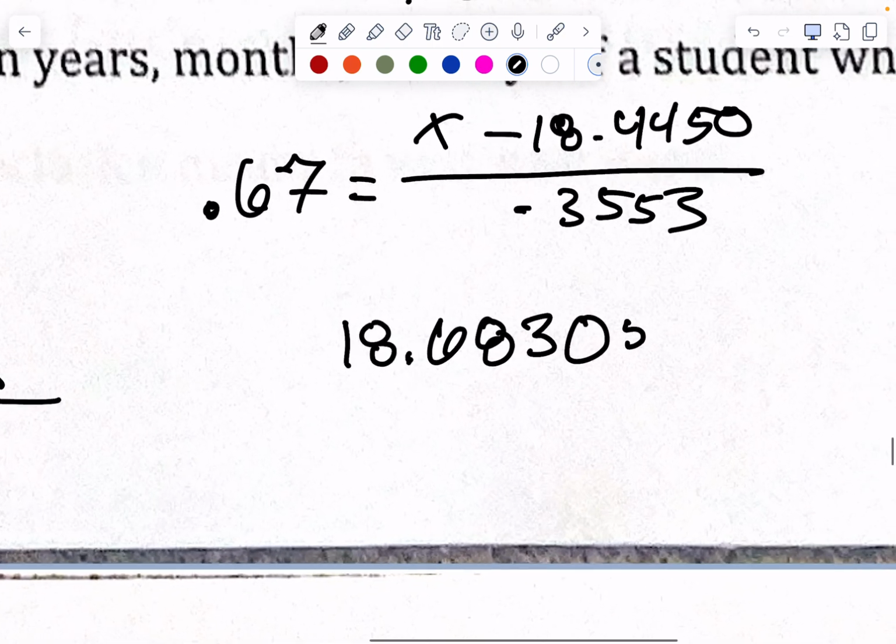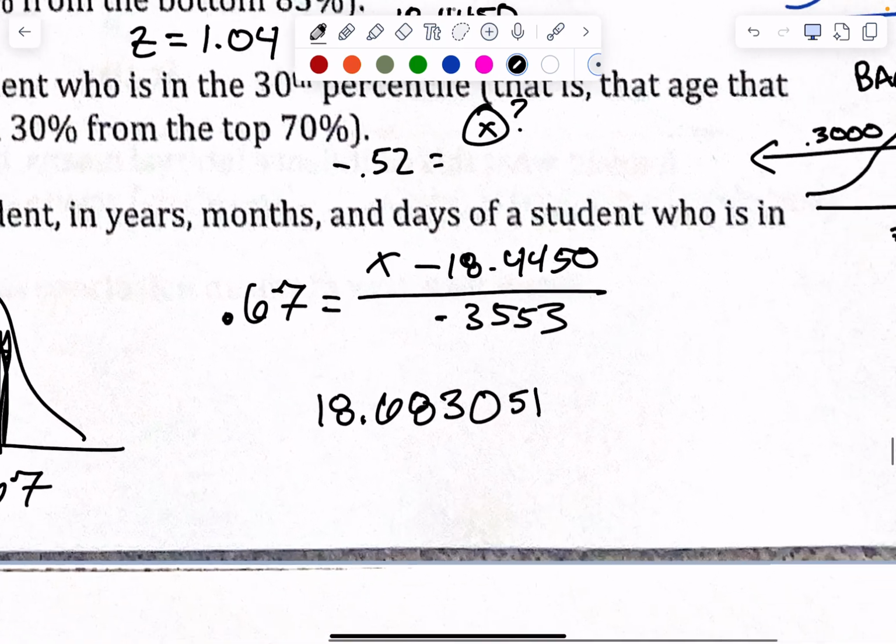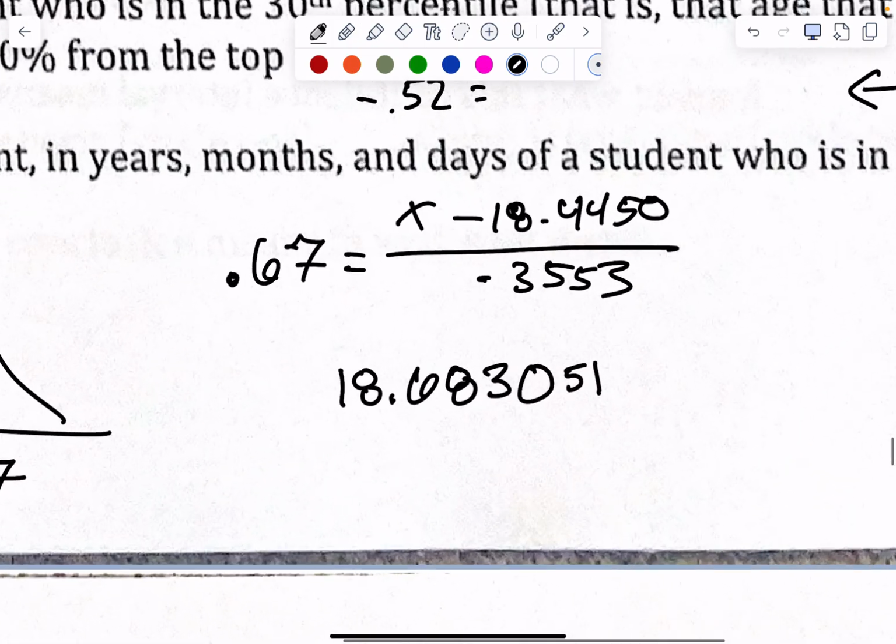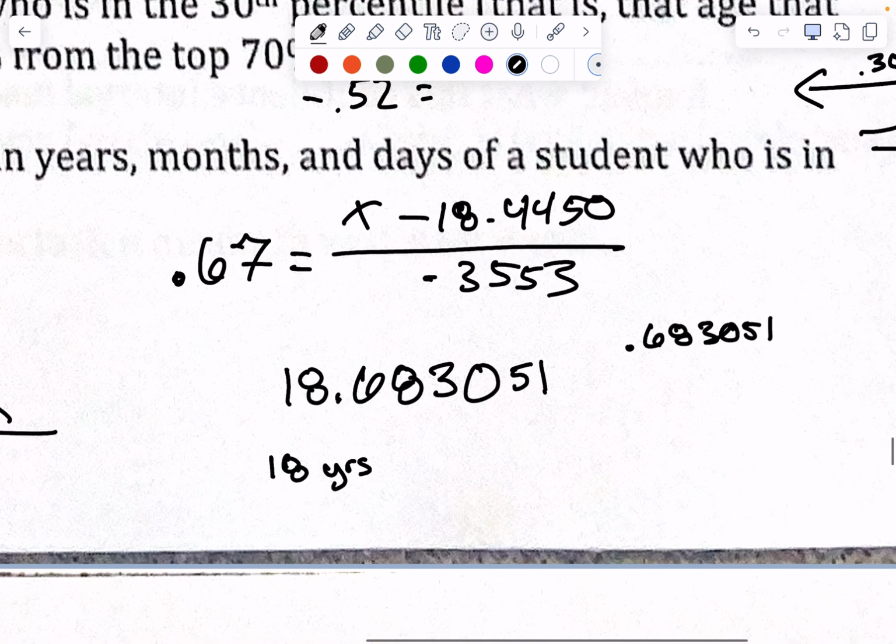So that is 18, and they want years, then months, and then days, right? So we know that's 18 years. Now what? Is it 6 months? 0.683051 is in terms of years, and we want it in terms of months, so I'm going to take it times 12.